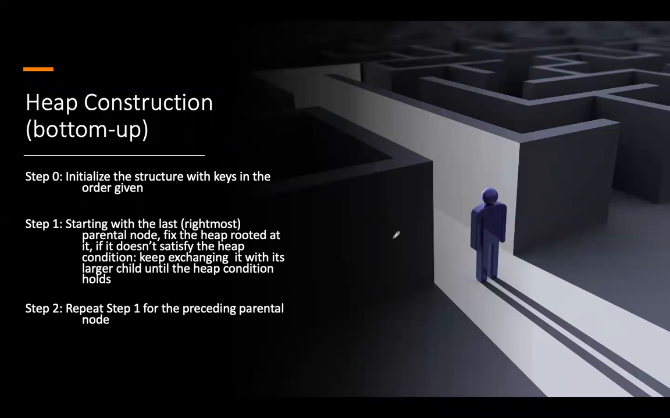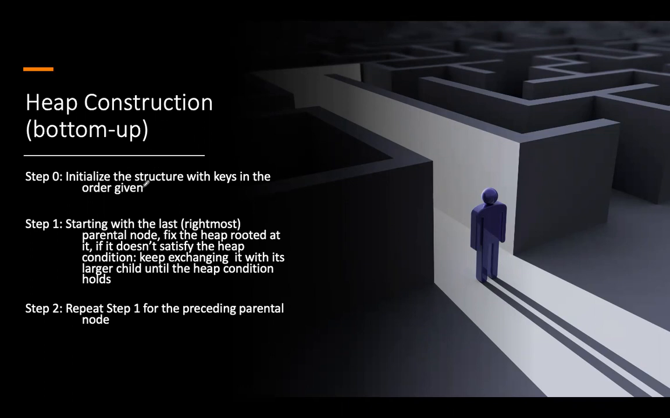So, heap construction. We are talking about heap sort. There are 2 parts in heap sort. Any given set of elements that you want to sort using heap sort, there are 2 parts here. The first part is, for the given elements, you have to construct the heap. Once you construct the heap, the next part is to sort the elements present in the heap. That is the second part.